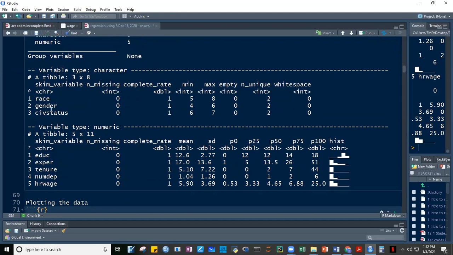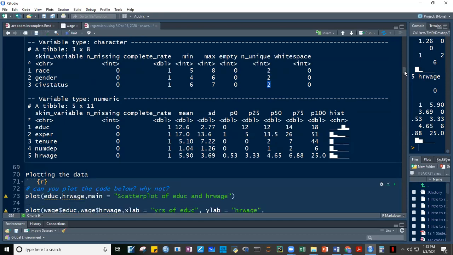These are your character variables. Min, max, why does it have min and max? Number of unique, guys. How many unique elements are in race? Two. So here we can see two different factors for race, for gender, and civil status, which will guide us on how many dummy variables we will put.